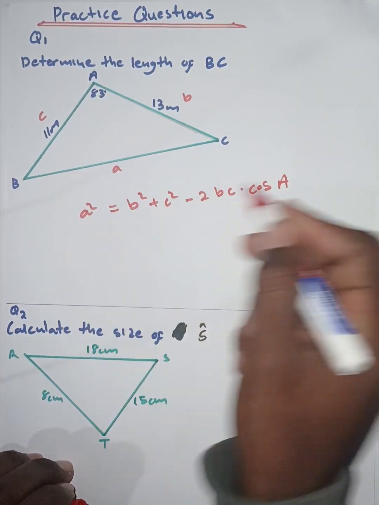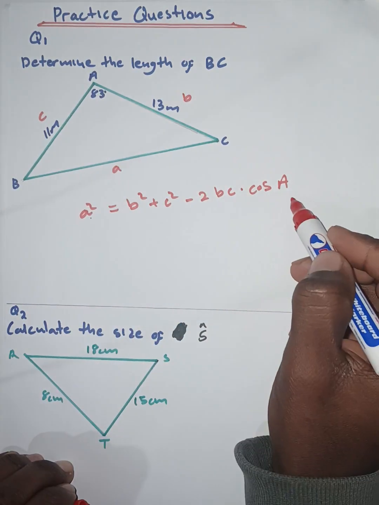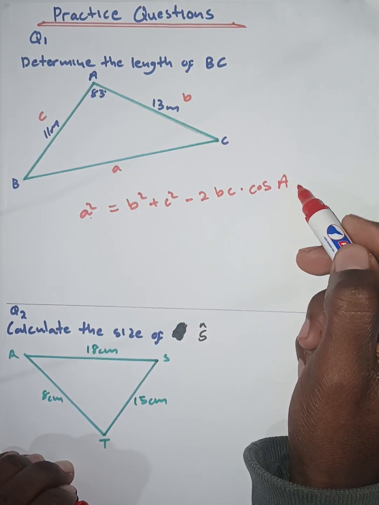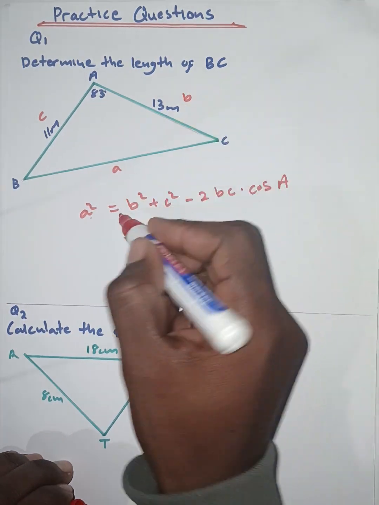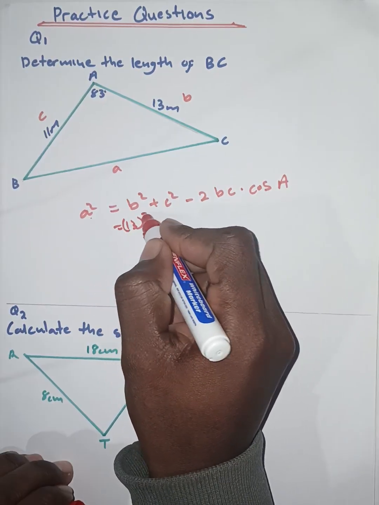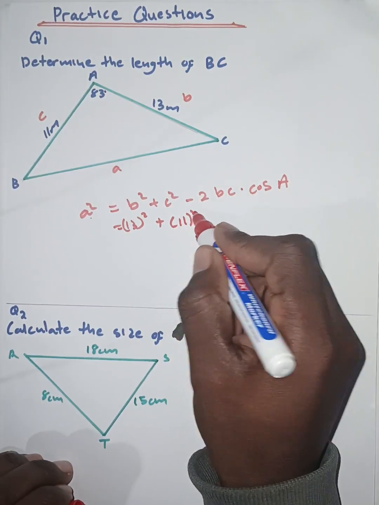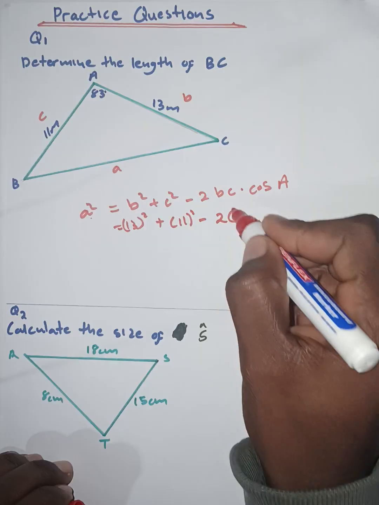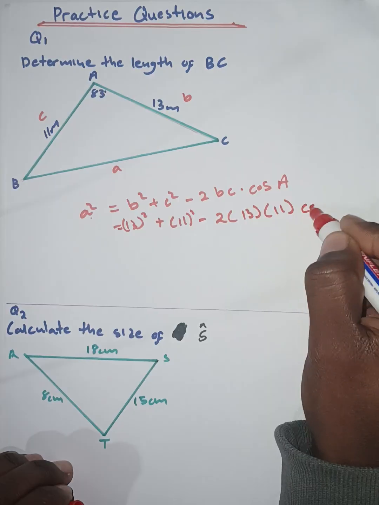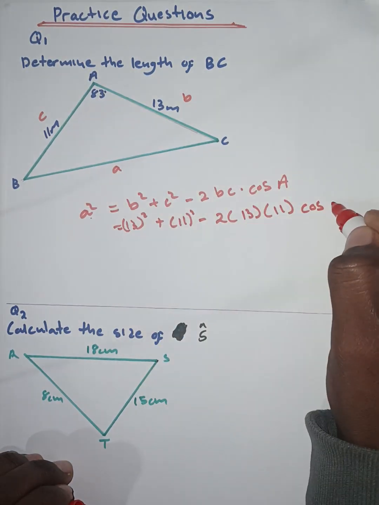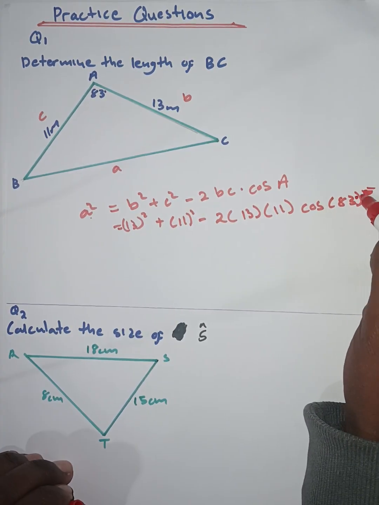Now remember, the side on the left-hand side is the side opposite to the angle that we took the cos of. So in this case, we have b squared, and b is 13, so this would be 13 squared plus c squared, which is that side, so 11 squared, minus 2 times b, which is 13, multiplied by 11, and we take the cos of the angle in between, so that would be cos of 83 degrees. So that would be 83 degrees inside there.